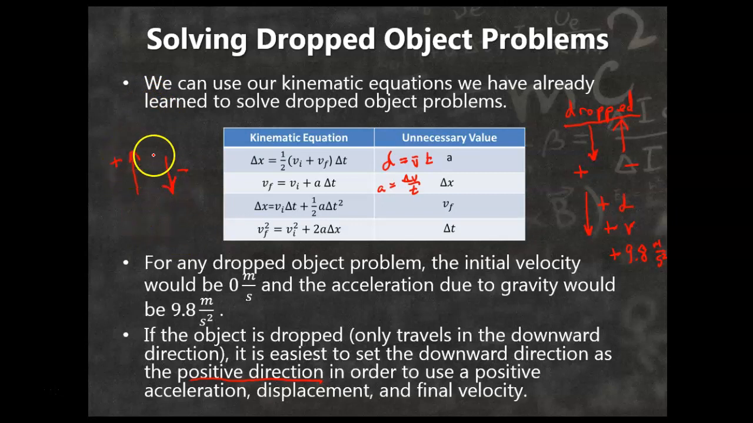When we consider up as positive, and we throw a baseball upward, as it's moving up and up and up, its displacement would be going more and more positive. On the way down, its displacement would be getting closer and closer to zero. The velocity would be positive on the way up and negative on the way down, and since acceleration is always pointing downward toward the Earth, acceleration will be negative.